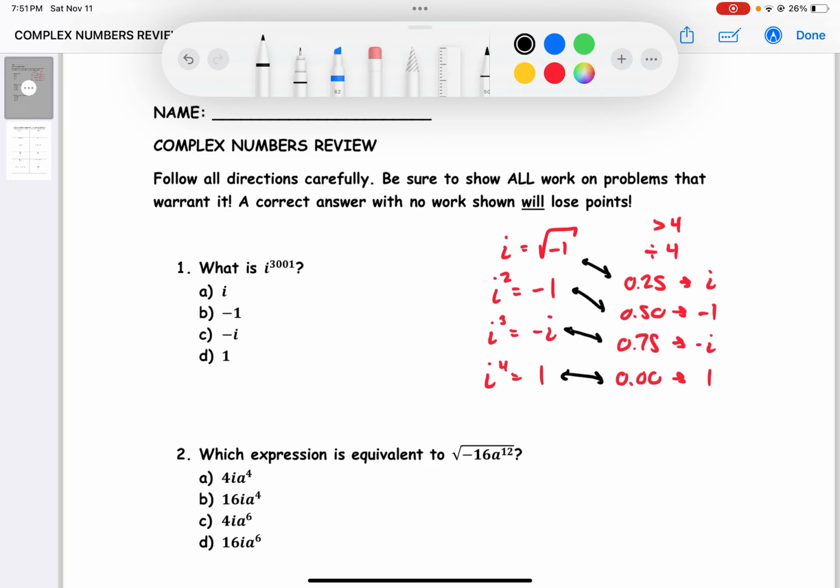And this comes into play right away in number 1. What is i to the power of 3001? Well, the exponent is larger than 4, so I'll take 3001 and divide it by 4. And I will grab my phone calculator off to the side because I don't know what 3001 divided by 4 is. It's 750.25, right? And that decimal ends in a 0.25. So therefore, it must be i. Highlighter, bam, it must be i.